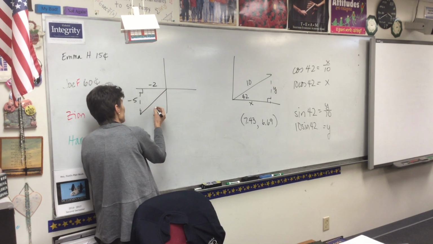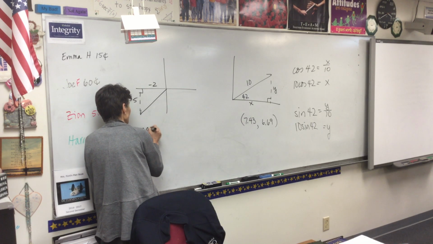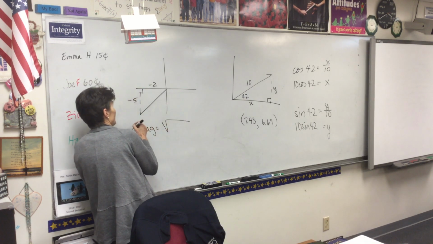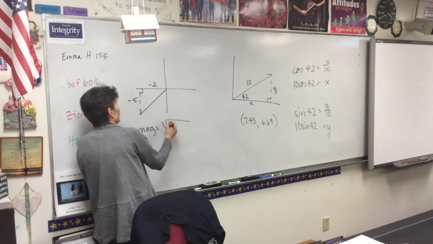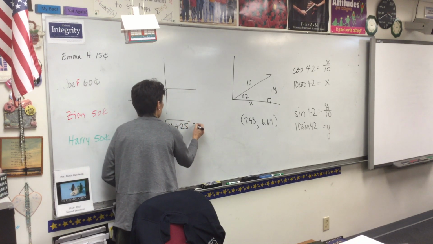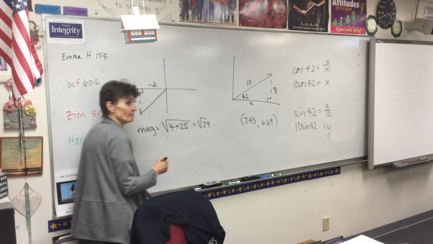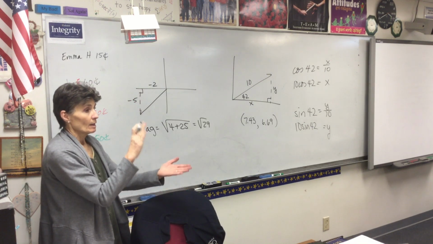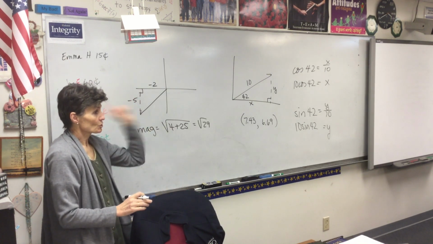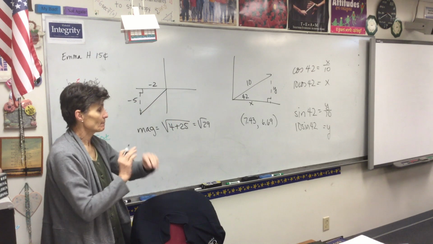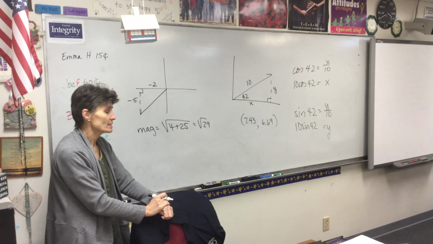So what would that be in this case? This will be the magnitude. The magnitude will be the square root of what? 4 plus 25, so the square root of 29. How do we find magnitude? Square the first one, square the second one, add them up and take the square root. Every time.